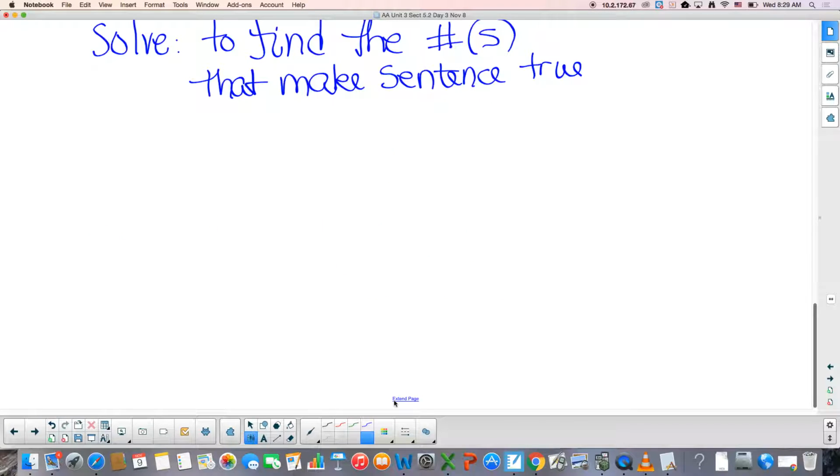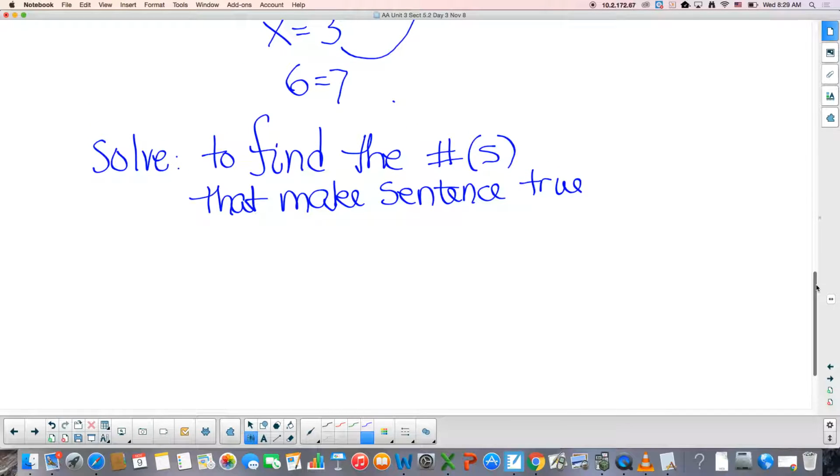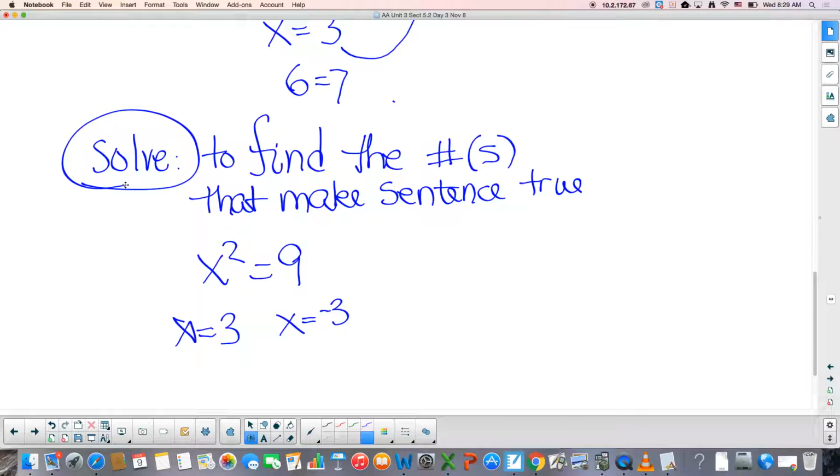That's all solve means. So like when we did x squared equals 9, you told me that x was 3, but I want to find all the numbers that make that sentence true. What other number makes it true? Guess and check. 0 squared is not 9. 3 squared is 9. What else? There's one more. Negative 3. So could I solve this with guess and check? If I know what solve means, I need to find them all.